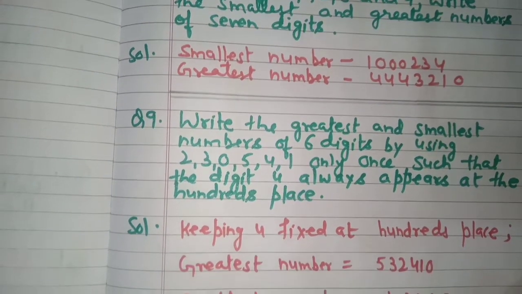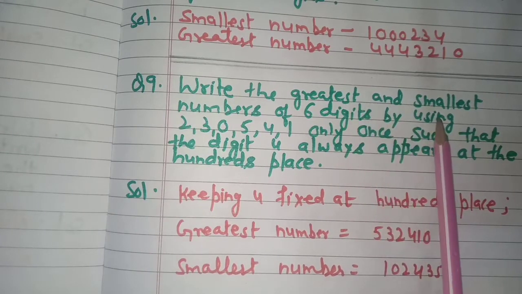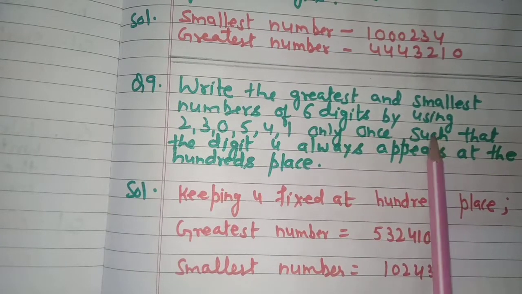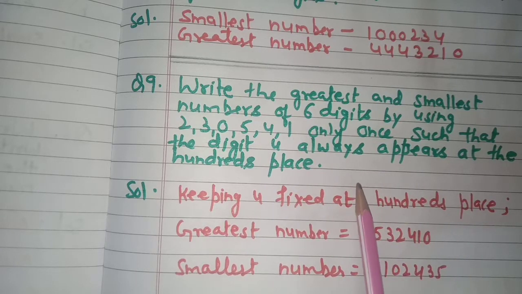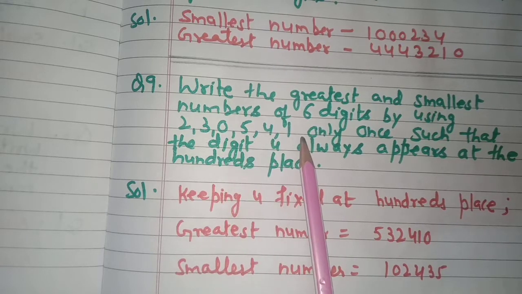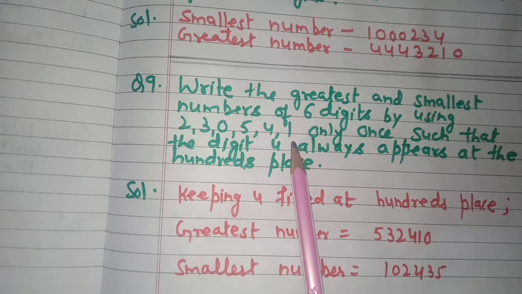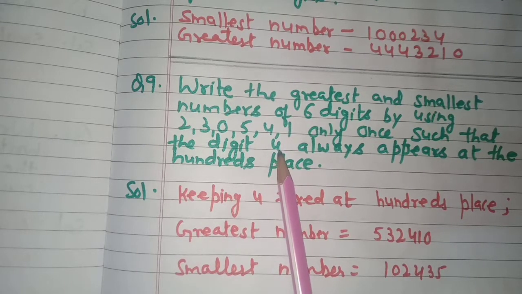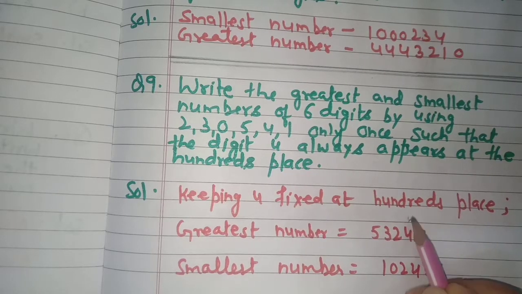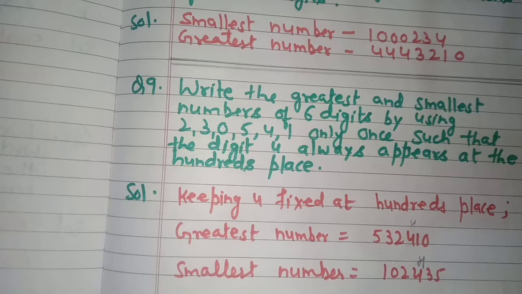Now the next question, question number 9. Write the greatest and smallest number of 6 digits by using 230541 only once, such that the digit 4 always appears at the hundreds place. Now here in this question, we are given 6 digits. We can't repeat any digit, and we have to frame one greatest and one smallest 6-digit number. But in both the numbers, 4 will always be at the hundreds place only. So first of all, at the hundreds place, we can write the 4. Fine. Keeping 4 fixed at hundreds place in both cases.